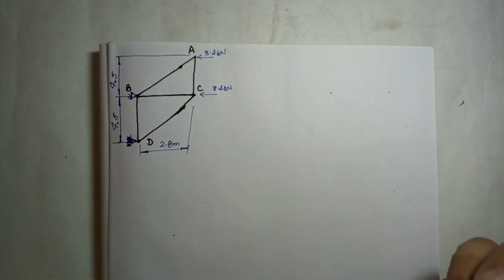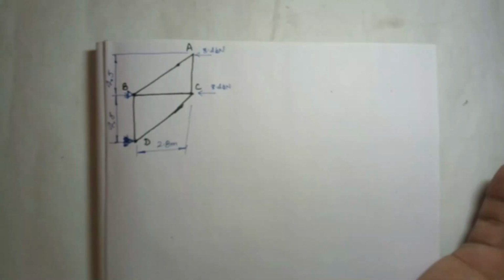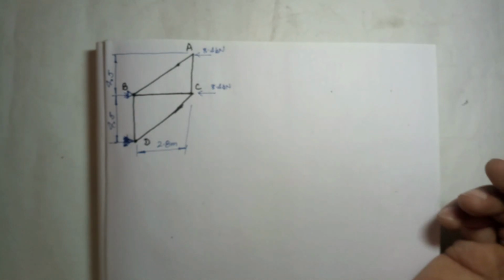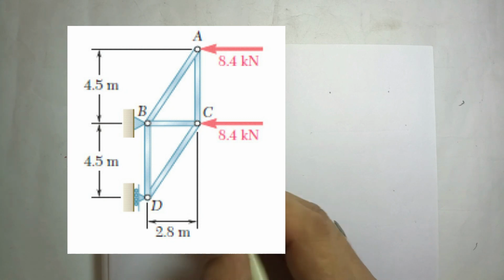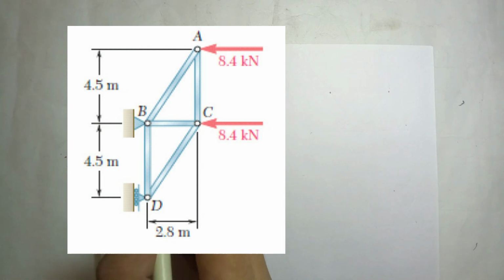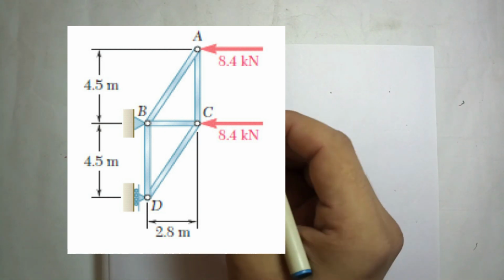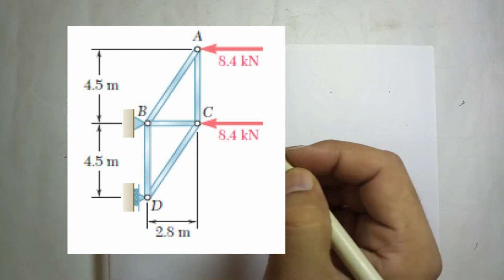Hello everyone, now we will solve one more question from the same analysis of frame structure. We have to find out the reactions as well as stress and type of stress in each member of the given problem. You can see here what is given: hinge support at B point, rolling support at D point, and the members are like this: 2.8 the horizontal distance and 4.5 the vertical distance. External load is 8.4 and 8.4.